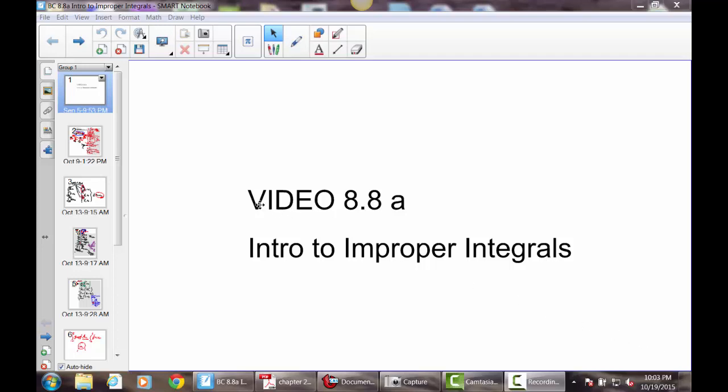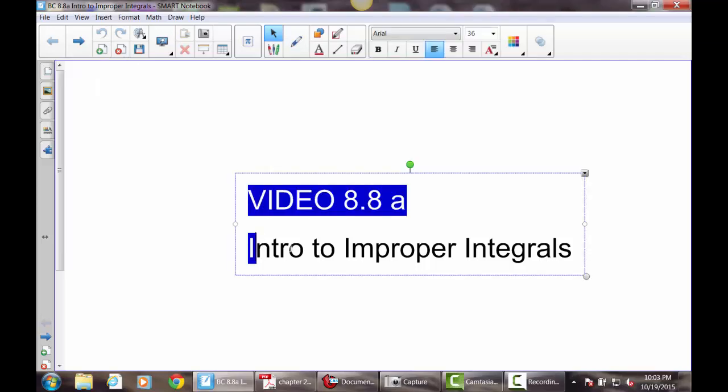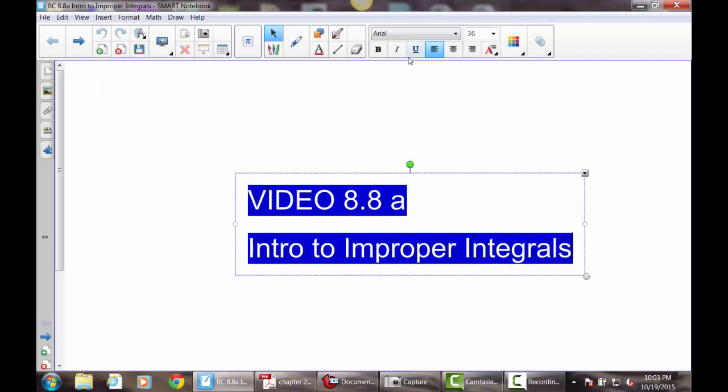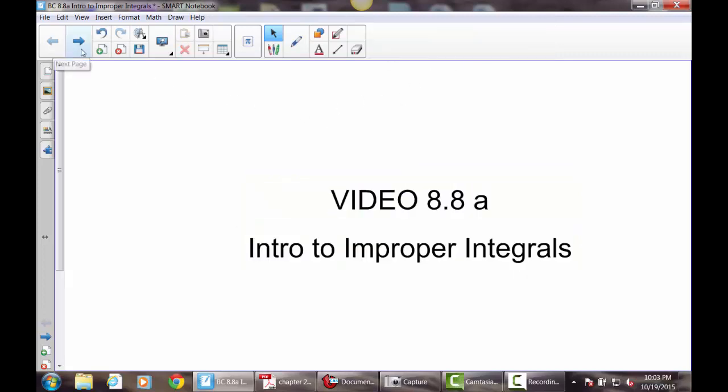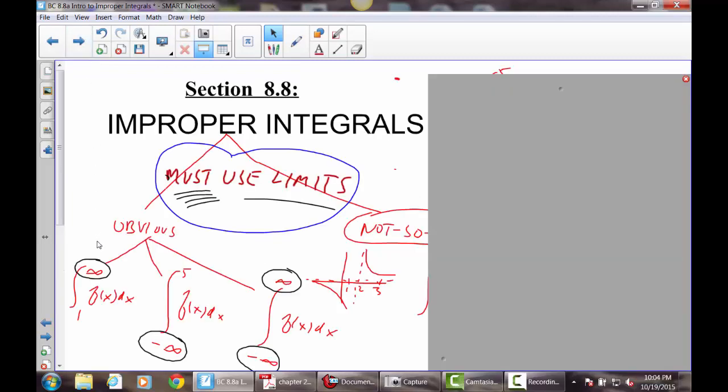So we're into a new section now, Introduction to Improper Integrals. The first thing that you're going to need to be able to do is identify what an improper integral looks like. Some will be very obvious, some not so obvious. The obvious ones will be the ones with infinities, either as the upper limit of integration, as the lower limit of integration, or both. So that's pretty obvious. You've seen an infinity or a negative infinity as a limit of integration before.